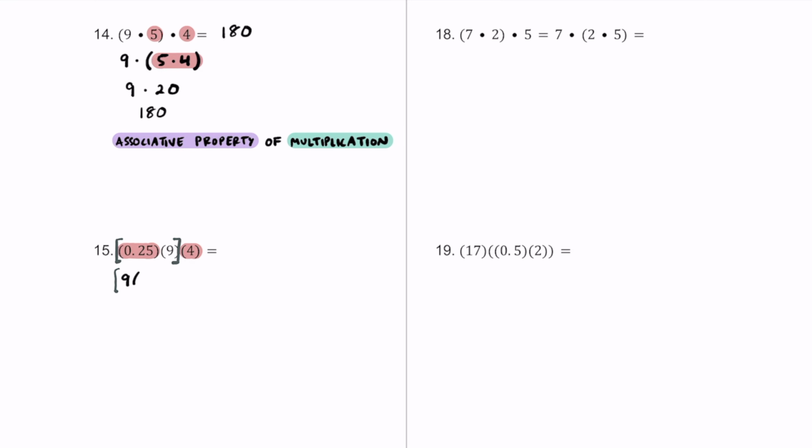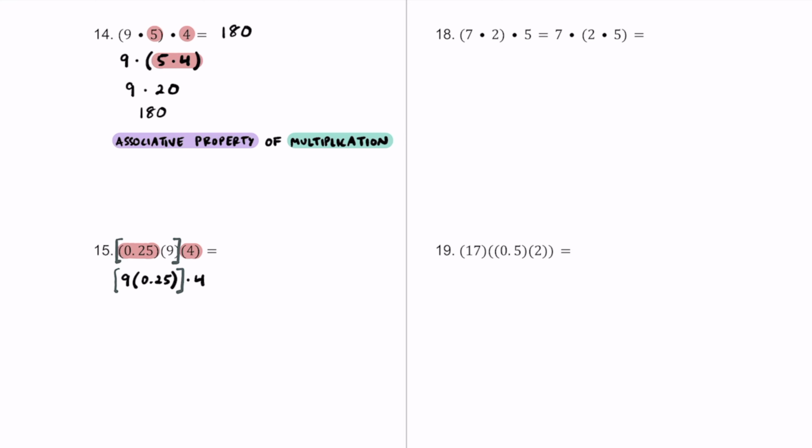So it's 9 multiplied by 0.25. Let's go ahead and just change the order of those two factors inside of there, and we're going to have this multiplied by 4 on the outside. So we just changed the order, and hopefully that makes sense, that we used the commutative property of multiplication.